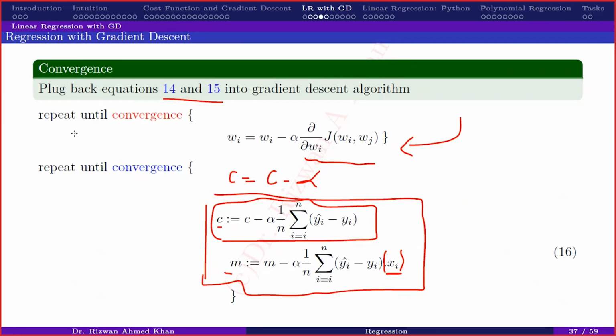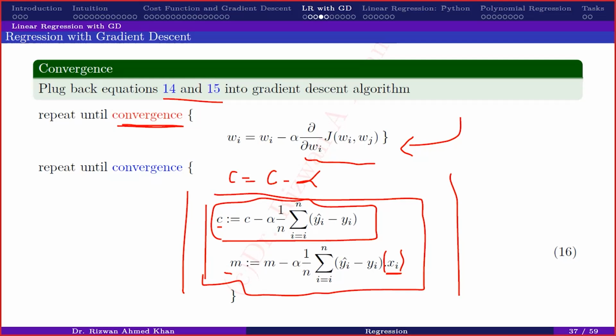Okay. So this says repeat until convergence. This is inside a loop, and you need to define a rule for convergence. One of the easiest rules of convergence is once you find that old c is equal to new c, which means there is no update or the algorithm has reached the minimum value. So once the algorithm stops changing values of parameters, it means the algorithm has converged to the global minima. So this is one of the easiest convergence rules.